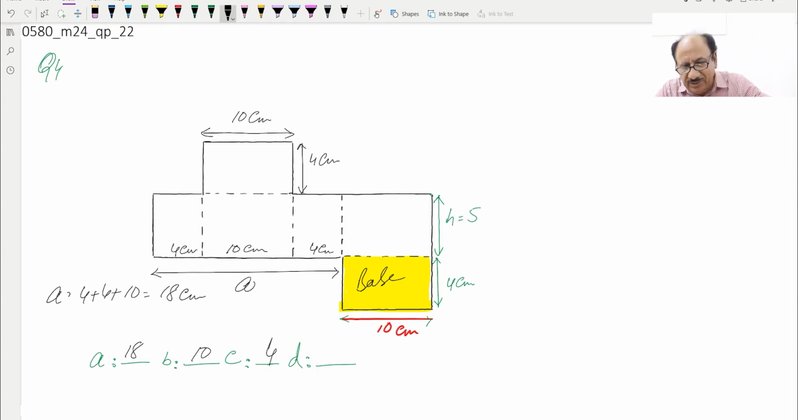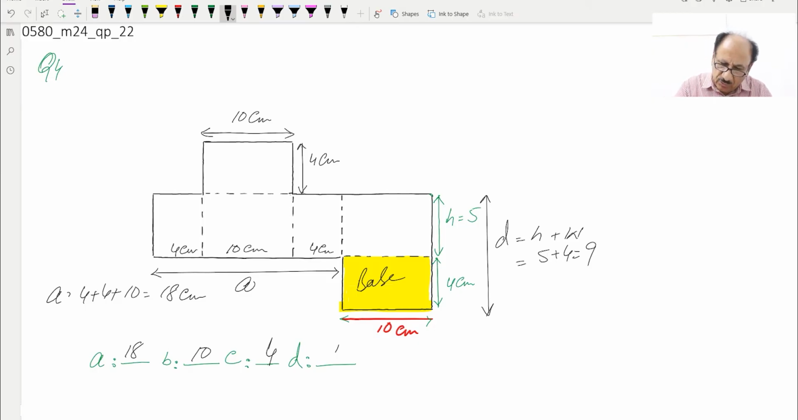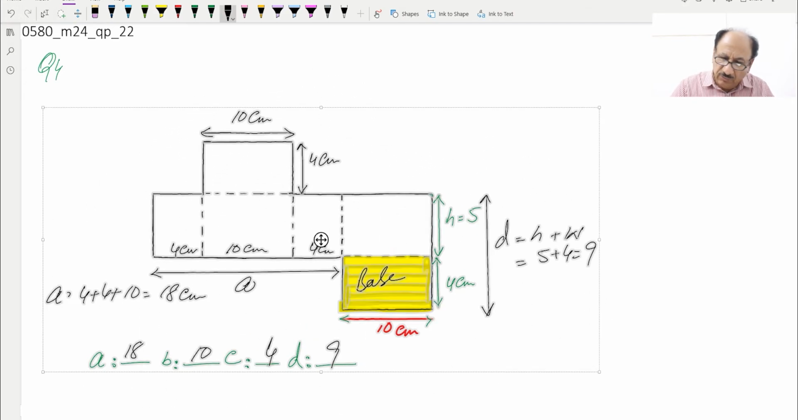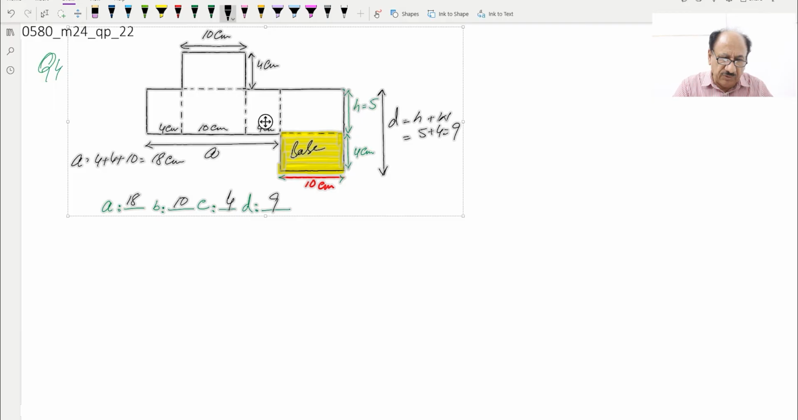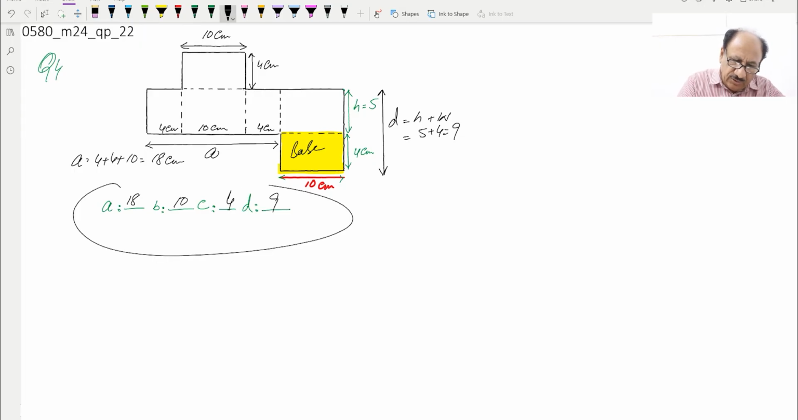And then D part, D is this whole length which is required up to this one. This will be D, D will be equal to H plus W, which is equal to 5 plus 4, which is equal to 9. So 9 will be the answer for this one. Hopefully you understood this. I will reduce this to a readable size, and I will keep here, and we will make the space for the next question as well. And this was a 4-mark question, so each part of this is 1 mark, so this total is 4 marks.